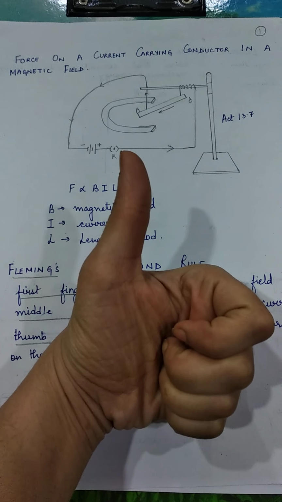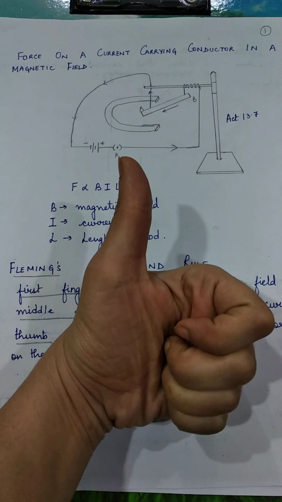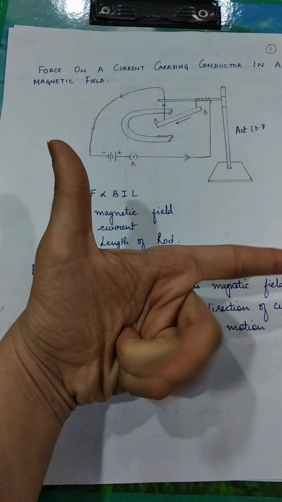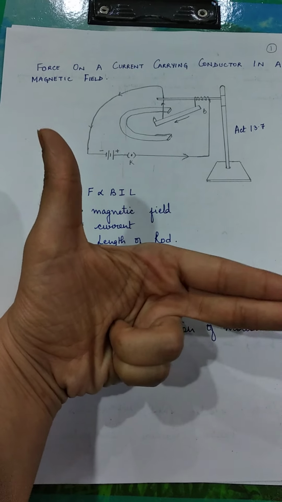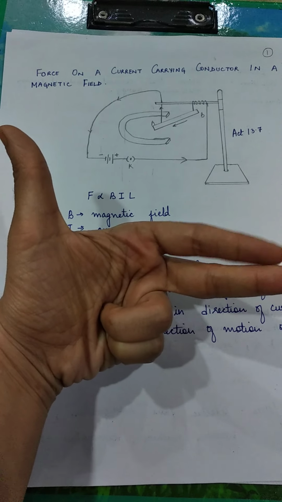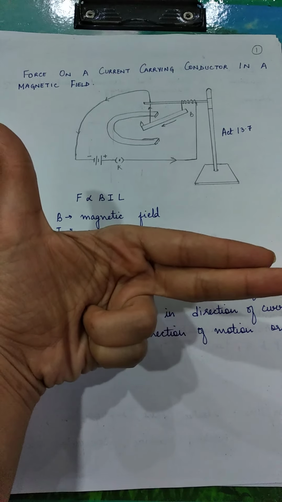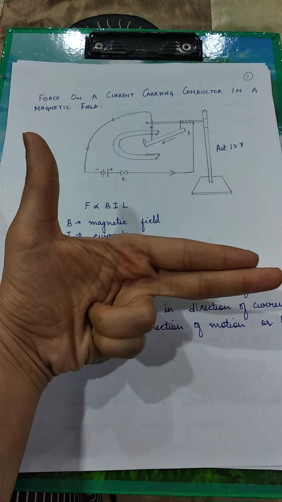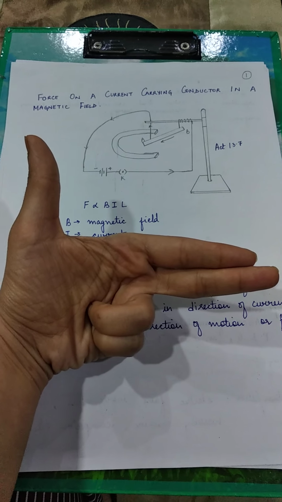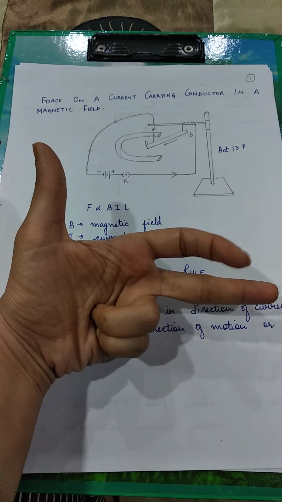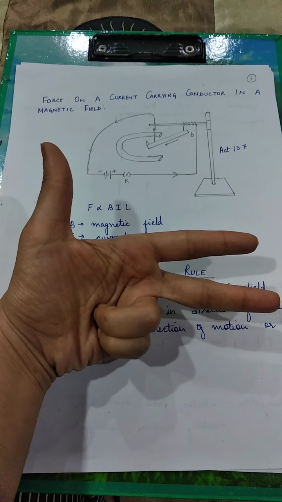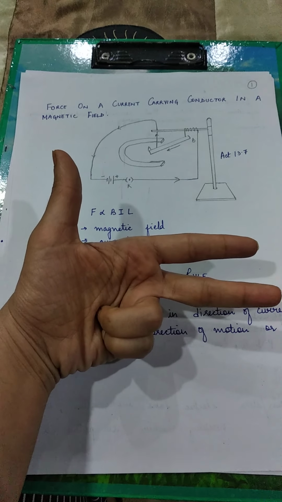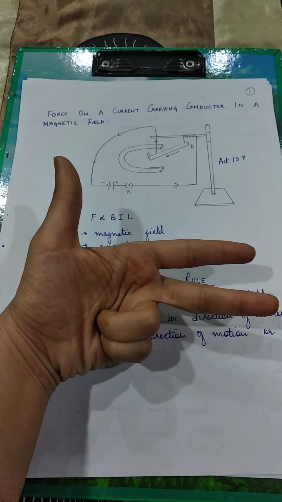We hold it in such a manner, and we take the first three fingers: the thumb, the forefinger and the middle finger. Now what is the role of the thumb? The thumb shows us the direction of force, the direction of displacement of the rod. The forefinger gives the direction of magnetic field, and the middle finger gives the direction of electric current.